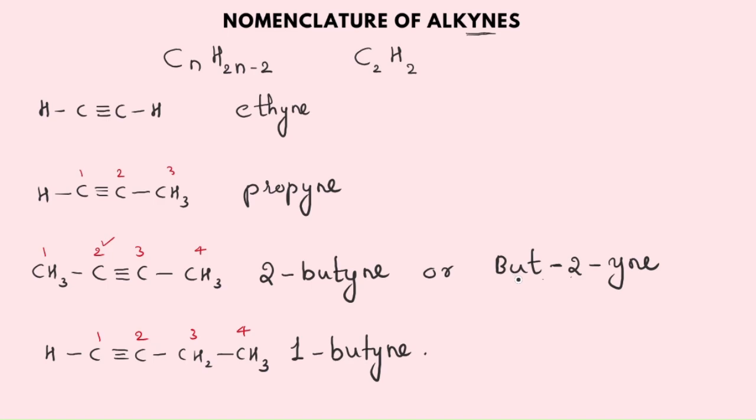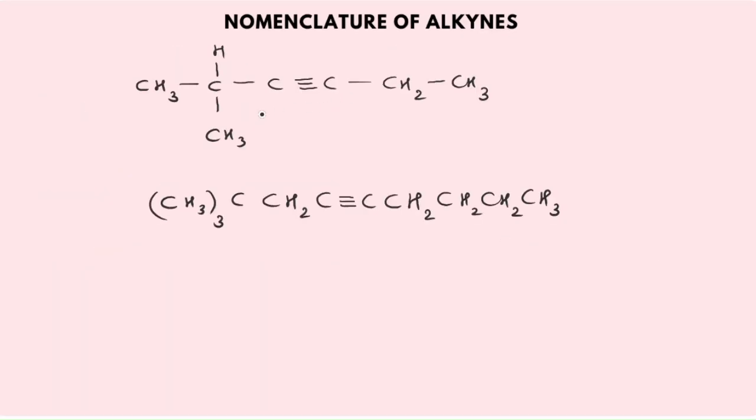Now, let's name a little bit more complicated alkyne molecules with substituents. For the given molecule, make sure that you choose the longest chain of carbons, and the triple bond carbon gets the least possible number. If we number from here 1, 2, 3, or from here 1, 2, 3, either way, the triple bond carbons are going to get 3 and 4. But if we number from this position, the substituent methyl will get the least possible number. The locant number is less. Therefore, we are going to number in this direction itself.